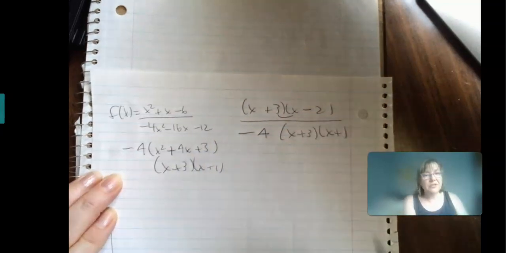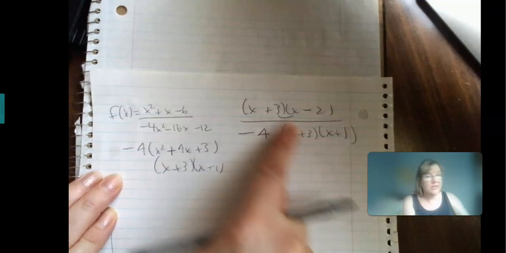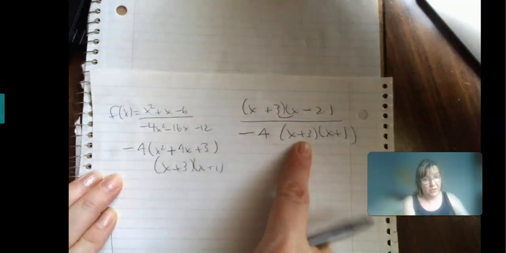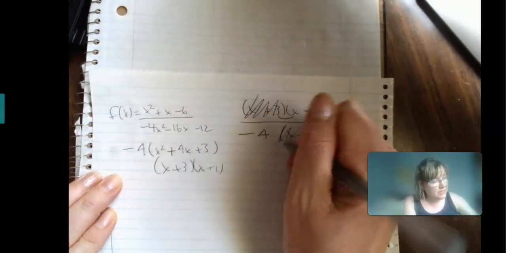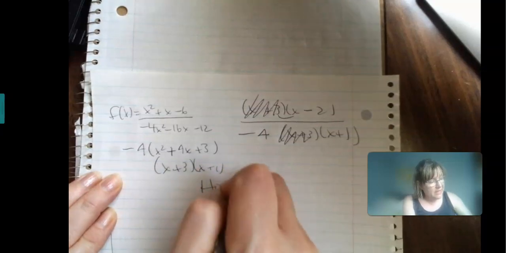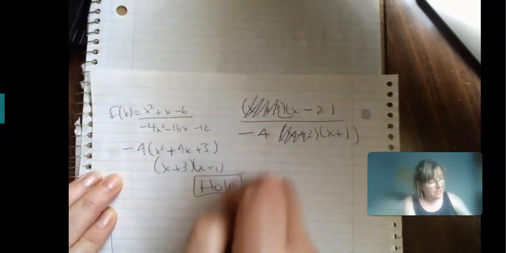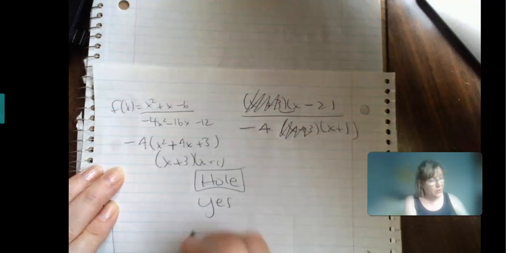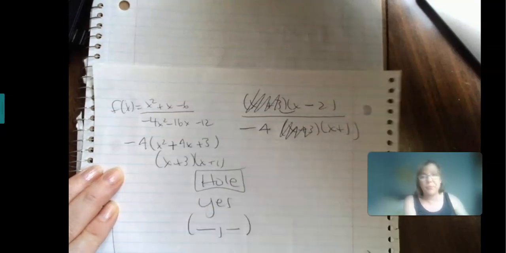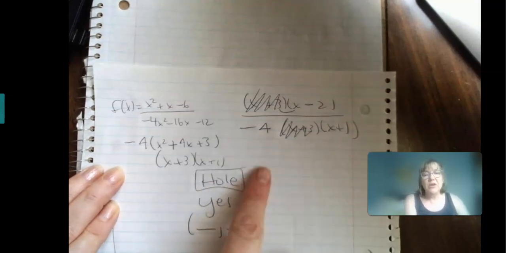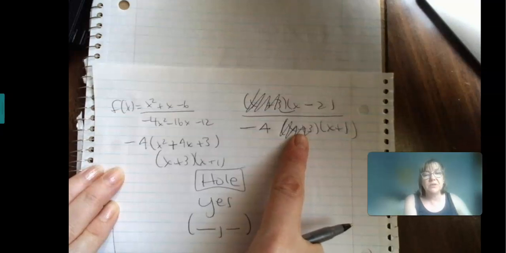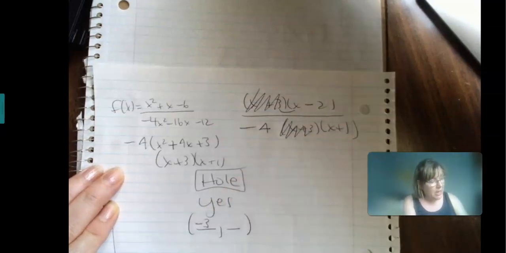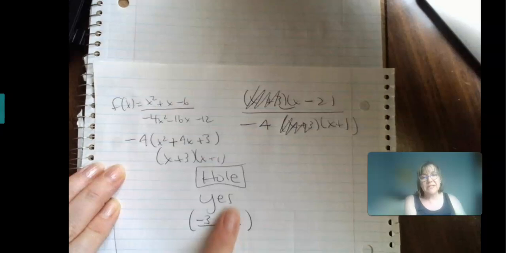And the reason we factor is because holes can be hiding. Do you see how these factors are identical? So these are going to cancel. And so if they're canceling, then under the hole situation, we're going to say, yes, there is a hole. Now, it has to be an ordered pair. It's a number. So we know what number. Well, when x equals negative 3, that is a problem. How do you get the rest of the ordered pair? Because this has to be an x, y.